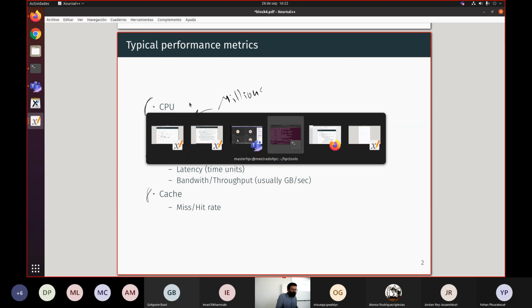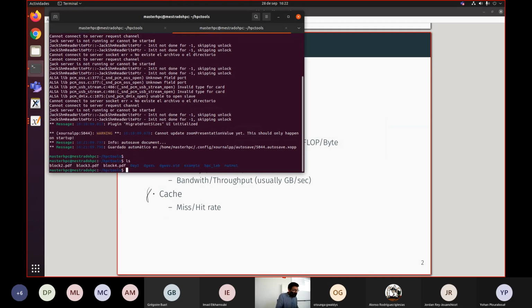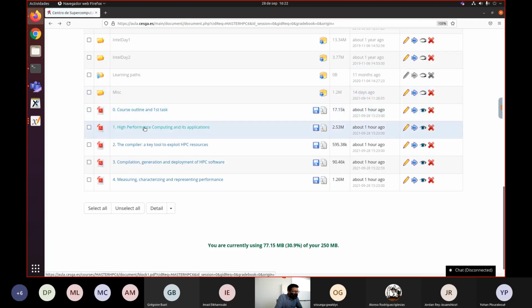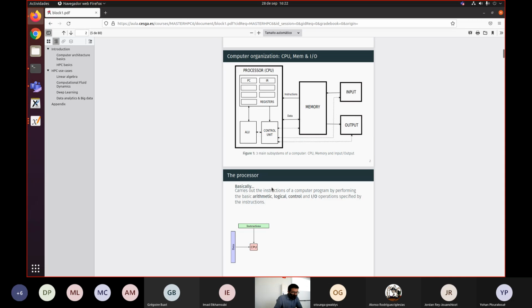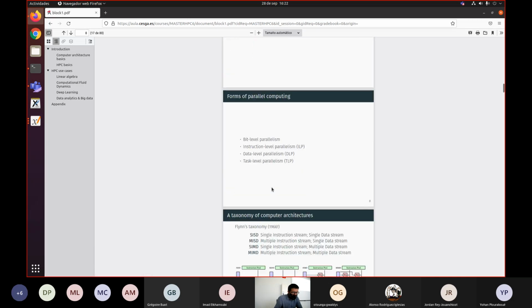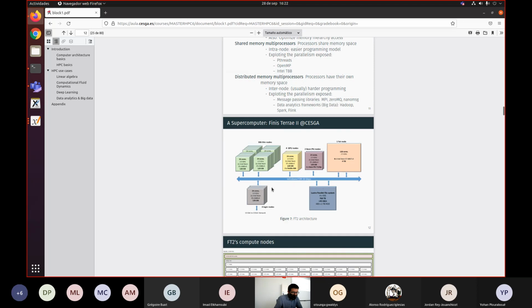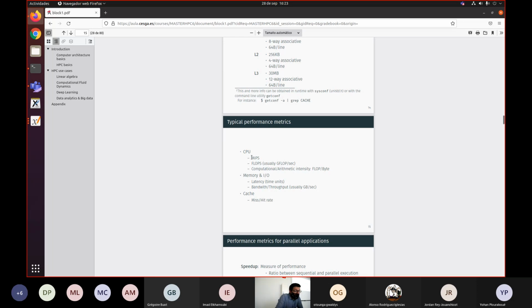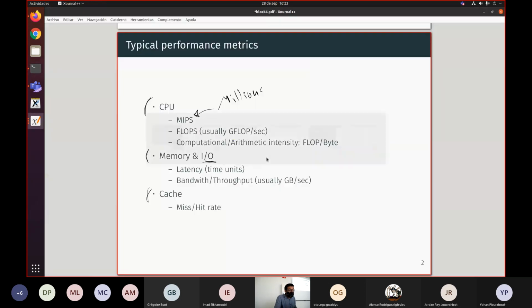I think Diego told you about this in the first session. You probably don't remember it, but in block 1, let me check block 1 here. In the first session, Diego probably told you about MIPS. Yeah, here it's actually the same slide, MIPS. So basically, MIPS is just a metric that is giving you the number of instructions the machine, your computer, your CPU is able to execute per second. So instructions per second in millions. That's the first metric.